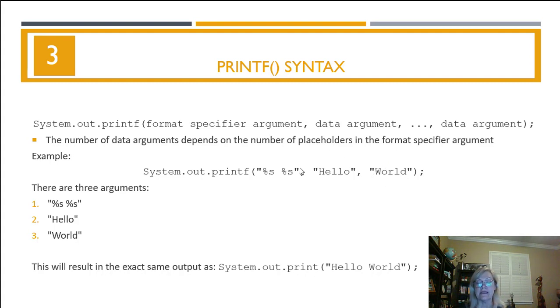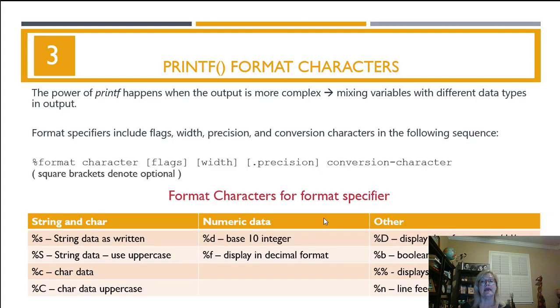So we have our initial format specifier argument. This has 2 placeholders, so then we have 2 pieces of data that pop into the placeholders. This actually will be exactly the same as what you did last week, so this is a very difficult way to just print that out. Notice there's no new line here. Notice it's not println, it's printing on the same statement. Let's take a look at all of these format characters.